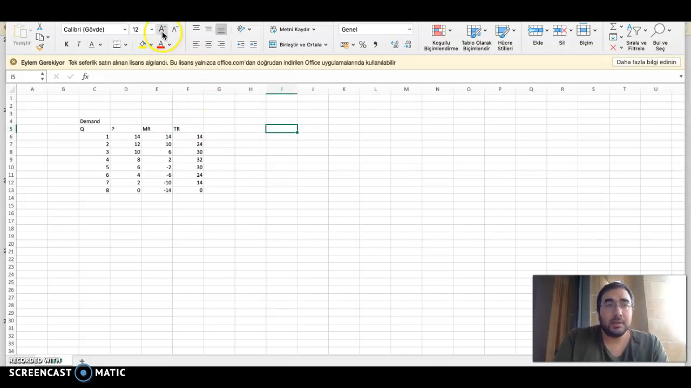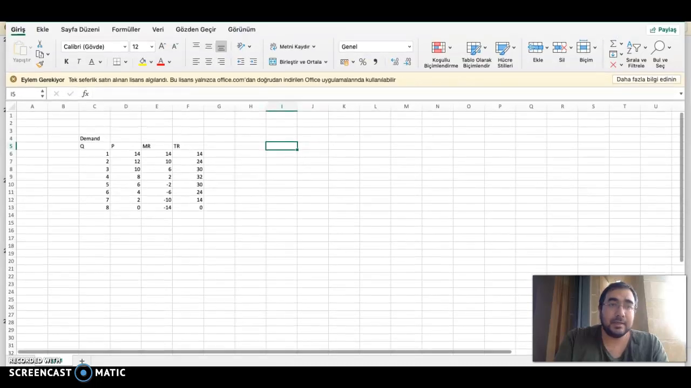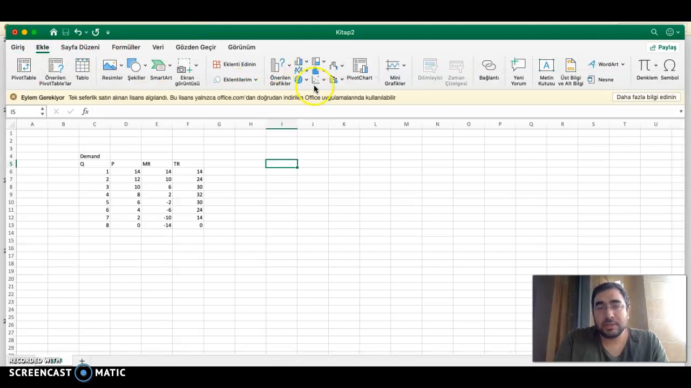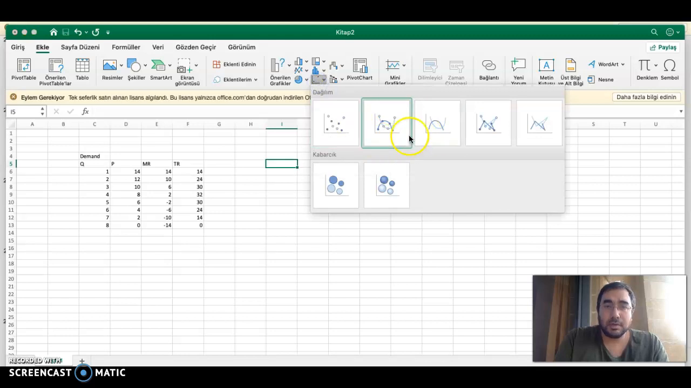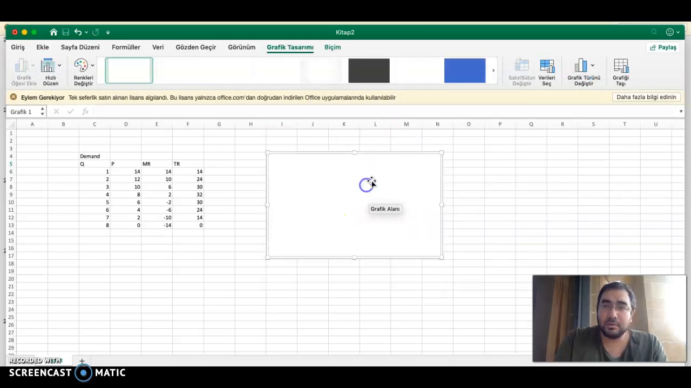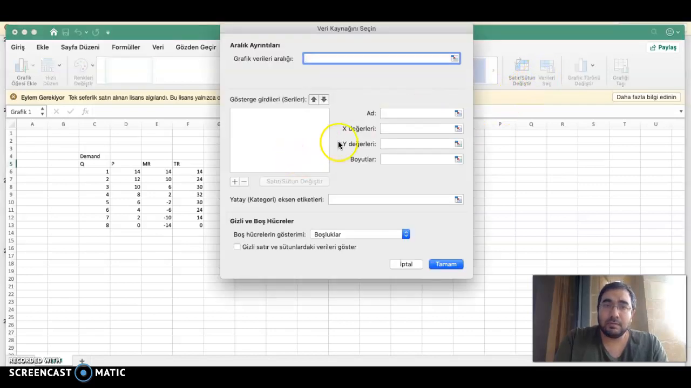Basically, in order to add a graph, well, I cannot see the... Okay, now I can see. The buttons were not visible for me. So let's add a scatter graph like we mostly do, and let's build the demand curve.